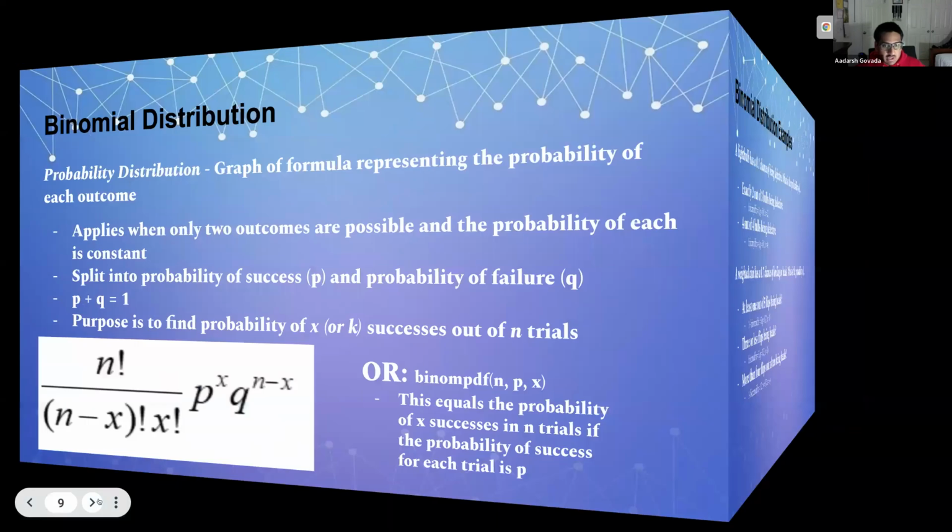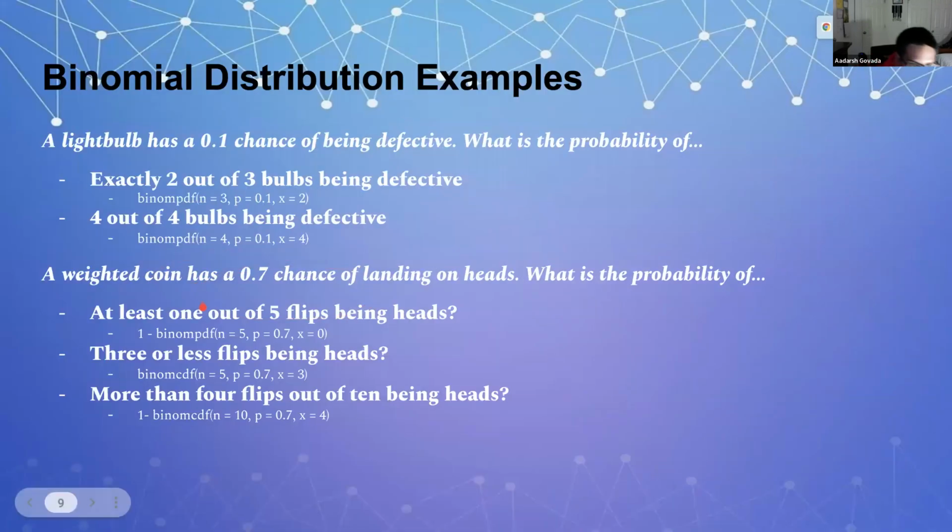So just in this context, the probability of more than 4 flips out of 10 being heads is 1 minus the probability of this not happening, which is the probability that 4 or less flips out of 10 are heads. So then we calculate the probability of 4 or less being heads, and that is n equals 10, p equals 0.7, x equals 4, the cumulative distribution function of that. So binomial PDF, CDF.